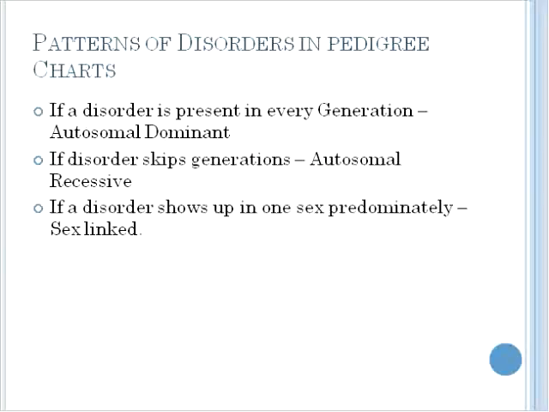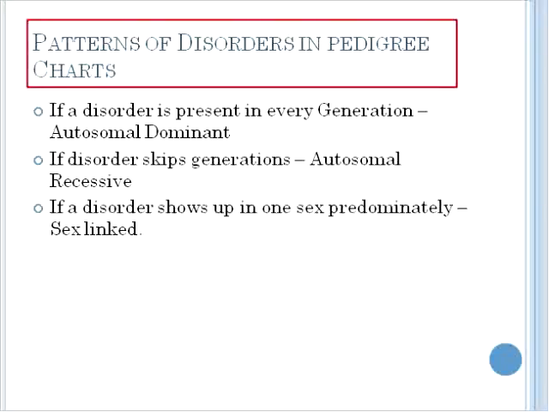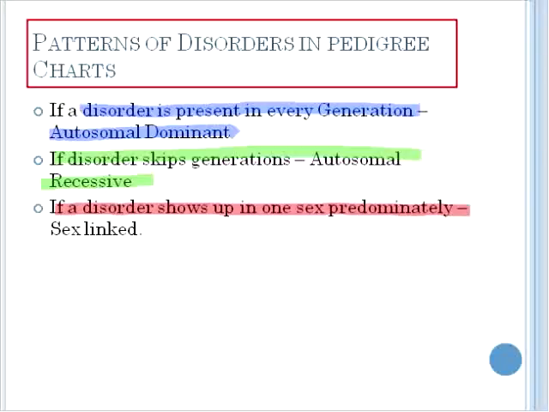So when you are looking at pedigree charts, you can determine the patterns of disorders based on what you see. Typically, if a disorder is present in every generation, this is an autosomal dominant disorder. If the disorder skips generations, it is autosomal recessive. Yet, if a disorder shows up in one sex predominantly, this is a sex-linked disorder.